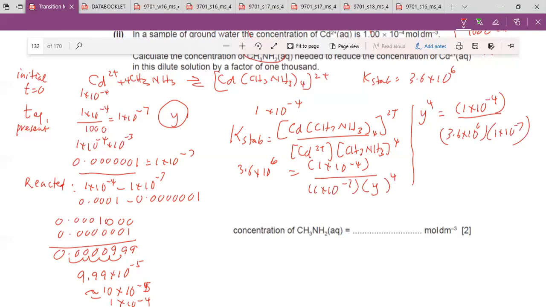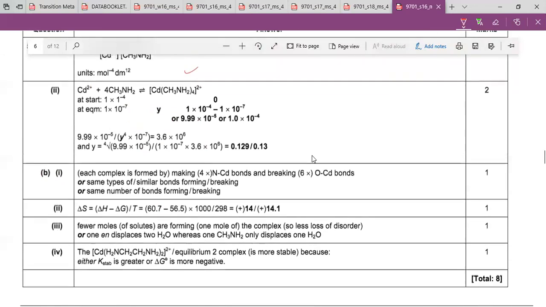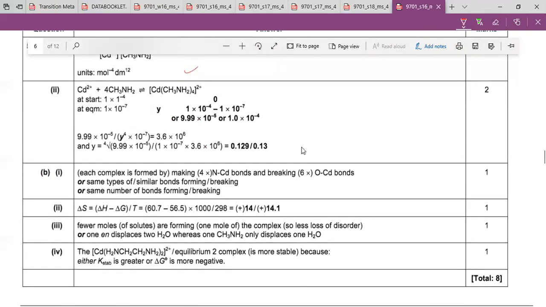Of course, you take the fourth root here. y equals the fourth root of 1 times 10 to the power of minus 4 over 3.6 times 10 to the power of 6, times minus 7. It is a lot of maths, so be careful with your calculator. Now I'm just going to give you the marking scheme. I'm going to solve for this.